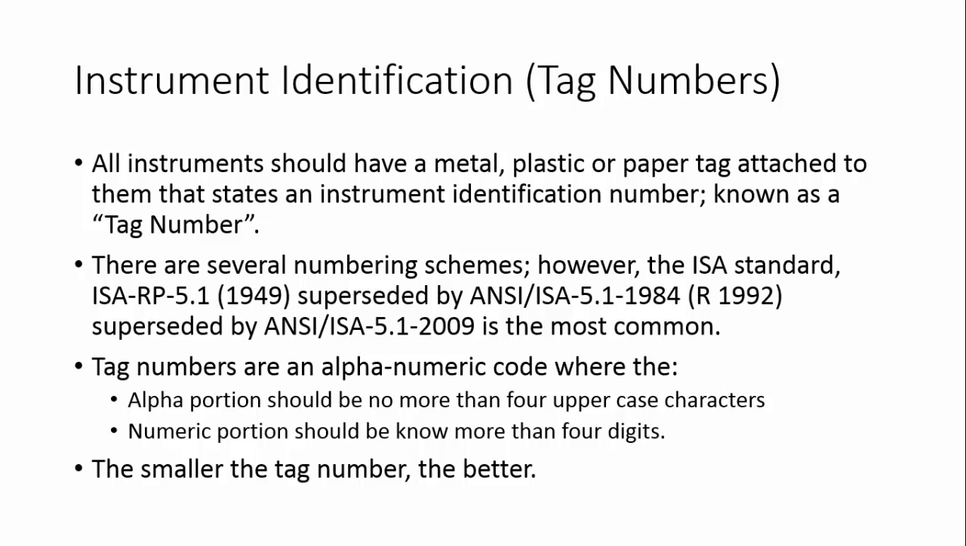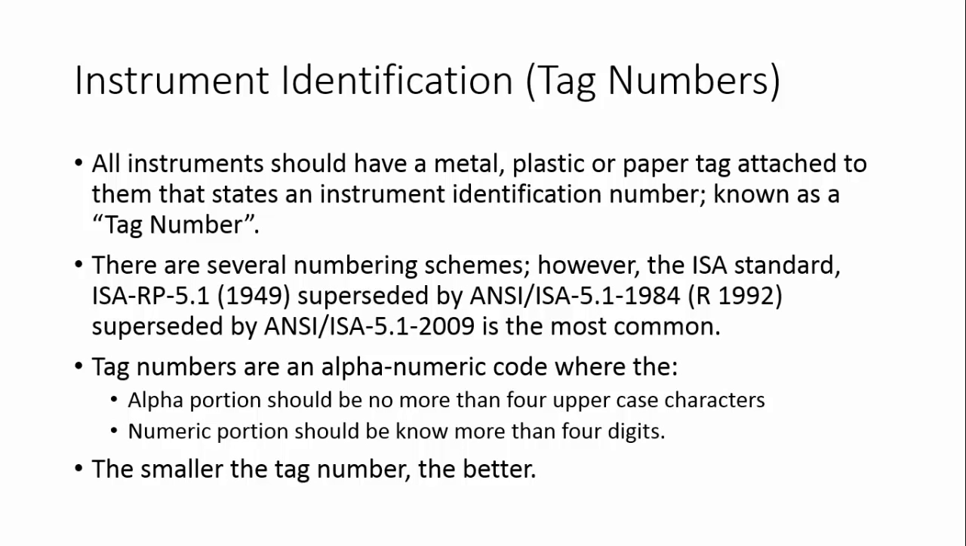When you're working on a system or you're building a system, all instruments should have a metal, a plastic, or a paper tag attached to them that states an instrument identification number. This number is known as a tag number. Most companies use either metal or plastic. Paper doesn't tend to stay long. It tends to fade off. It rips with moisture or anything that gets in. So metal or plastic are your best choices. There are several different numbering schemes that are used. However, industry is trying to make everything new meet some sort of standard.